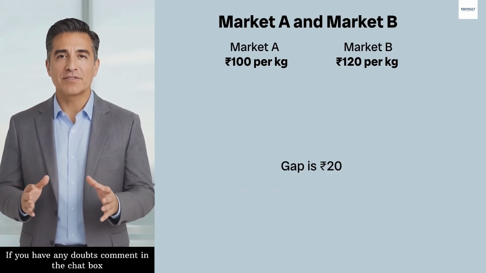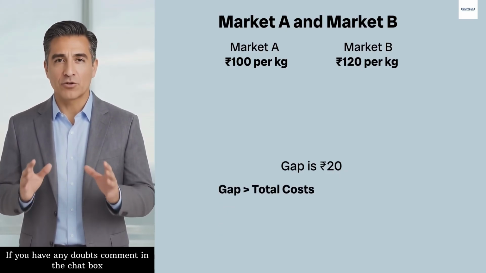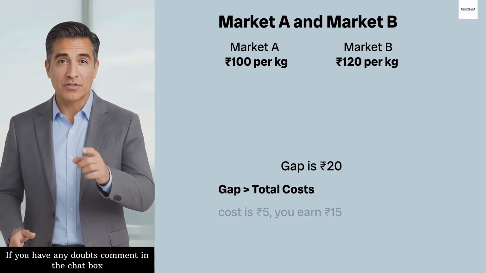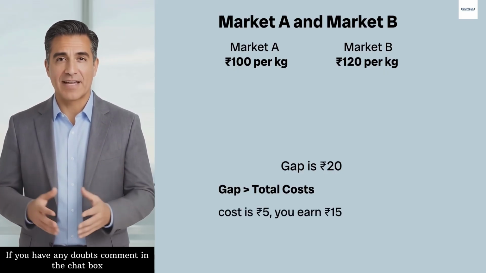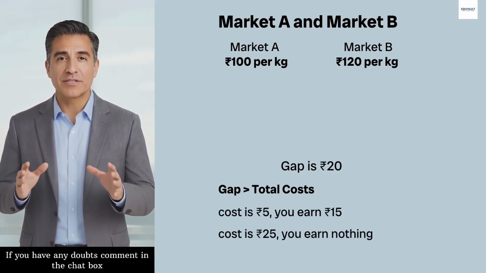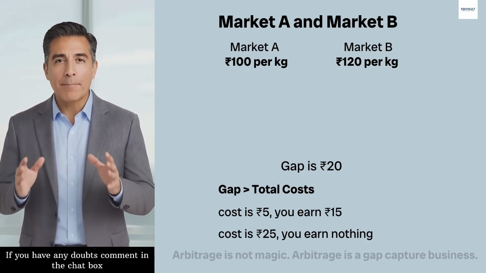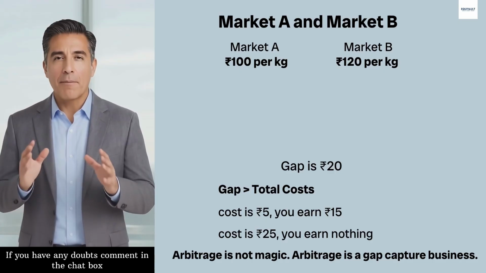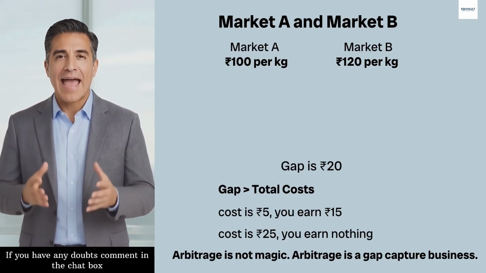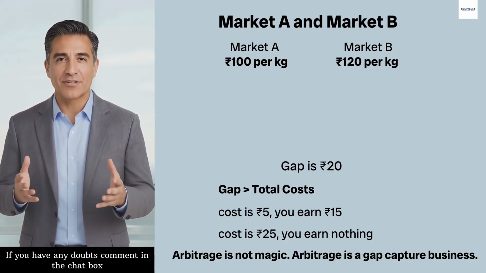So arbitrage is profitable only when the gap is bigger than the total cost. If your total cost is rupees 5, you still earn rupees 15. If your total cost is rupees 25, you earn nothing and you can even lose. So arbitrage is not magic. Arbitrage is a gap capture business and it works only when the gap is greater than costs.